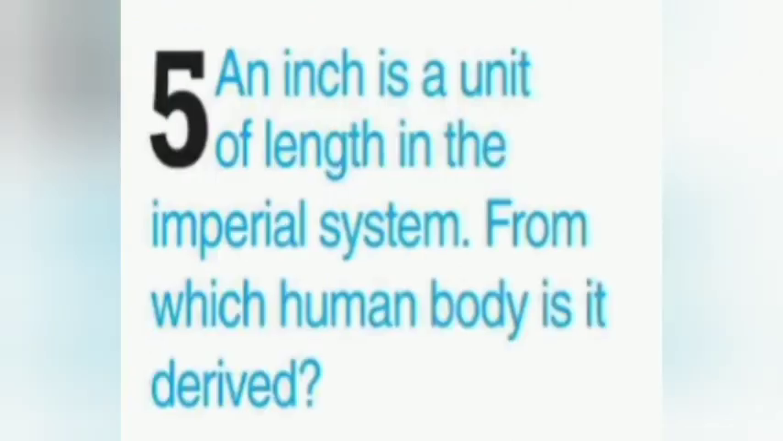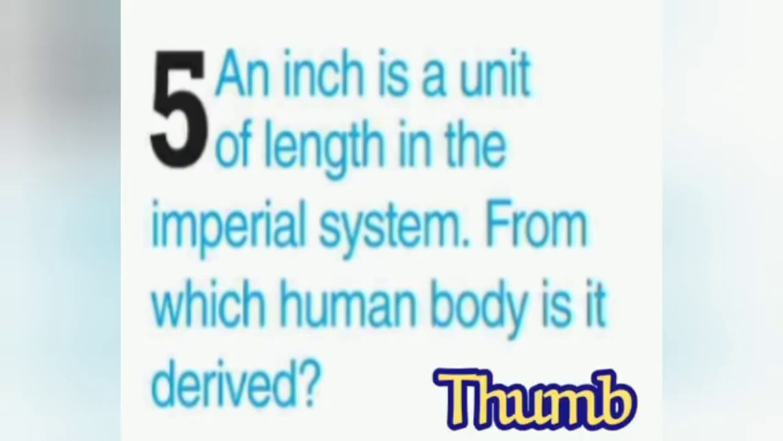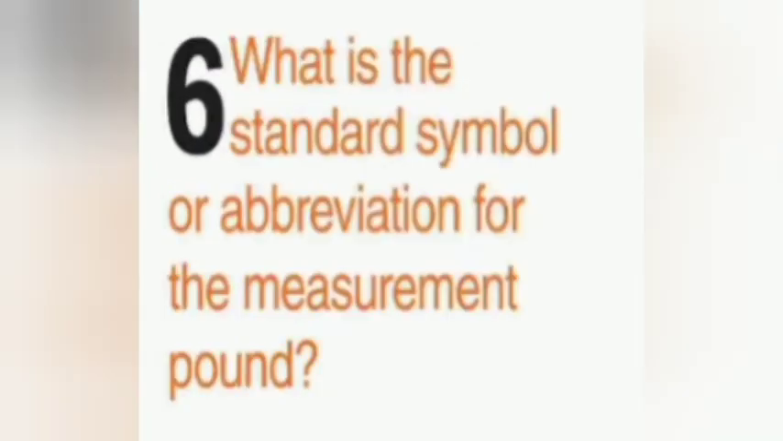An inch is a unit of length in the imperial system. From which human body part is it derived? So it is derived from the thumb. What is the standard symbol or abbreviation for the measurement pound? So the abbreviation is LB.